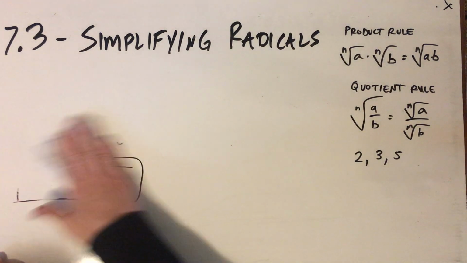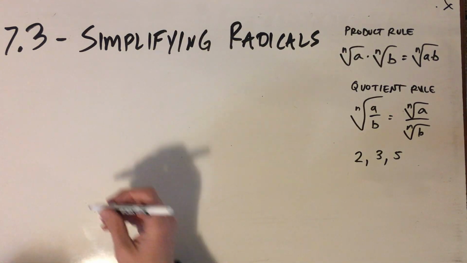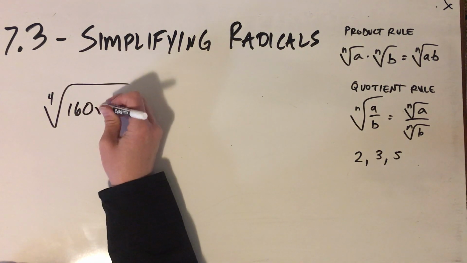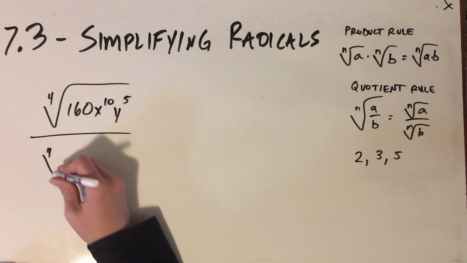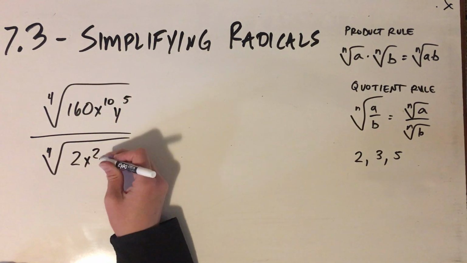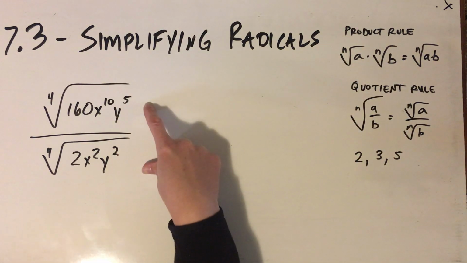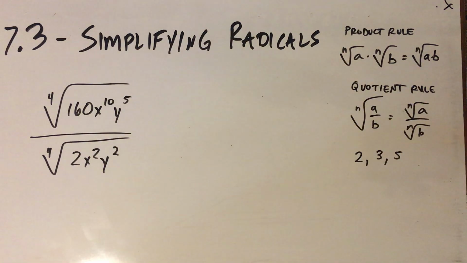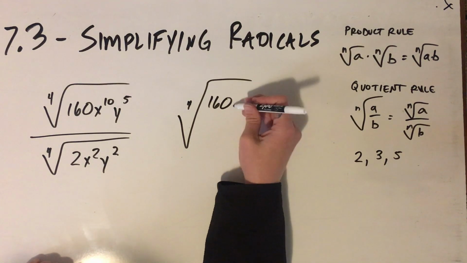All right, so we're on number 4 here. Let's try doing the 4th root of 160 x to the 10th, y to the 5th, all over the 4th root of 2x squared, y squared. So again, I'm going to say, which rule should I be applying here? Well, this doesn't look like I'm trying to multiply them together. This is obviously a fraction here. So I'm going to use this rule and say, hey, it gave it to me separate. I'm going to put them together, all under 1. Let's see if we can get something simplified by doing that.